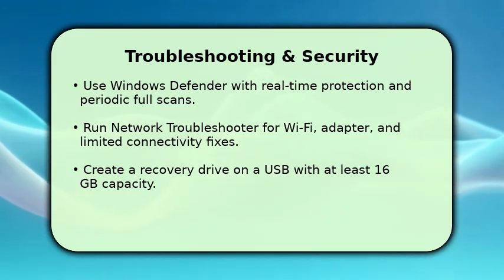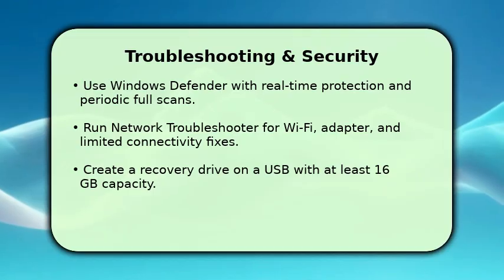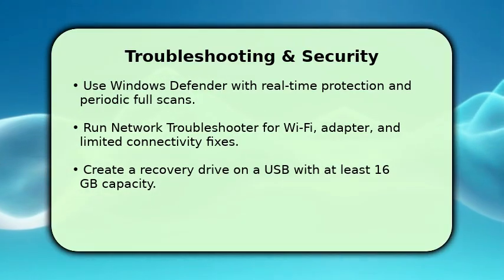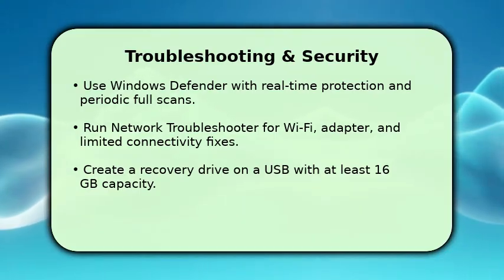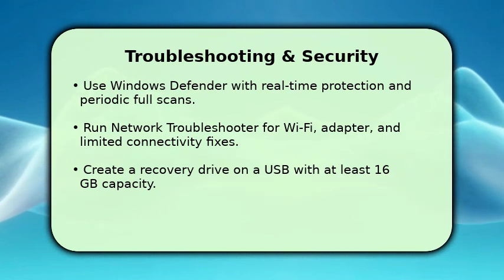Diagnose internet issues by running the Network Troubleshooter from Settings. Run Network Troubleshooter for Wi-Fi, adapter, and limited connectivity fixes. For severe problems, create a recovery drive on a USB with at least 16 GB capacity. Backup important files to OneDrive.